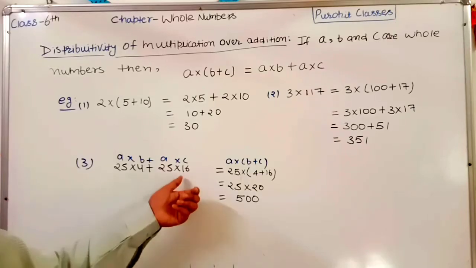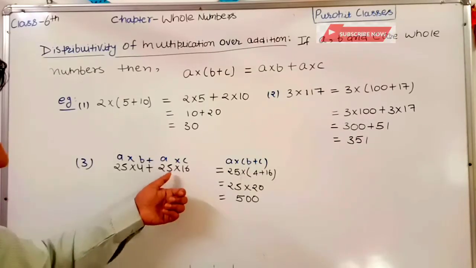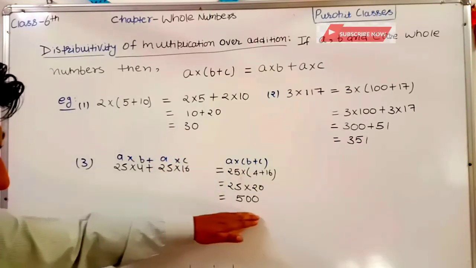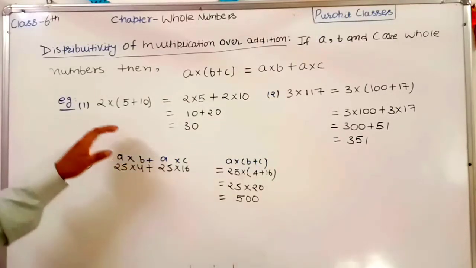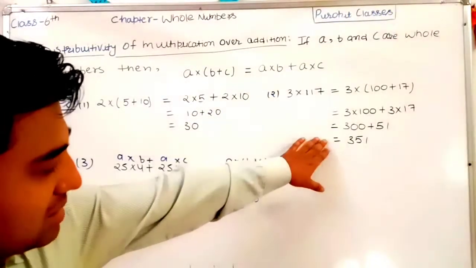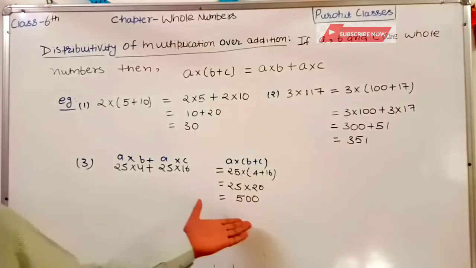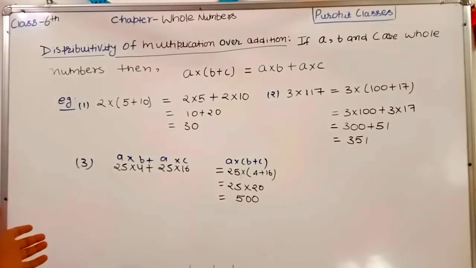It will be very difficult for most students if they think about 25 into 16. So this is the easiest way, understood? Somewhere we will be using it like this, and somewhere we will be using it like this, understood? So this is a very important property. Pause the video and note it down.